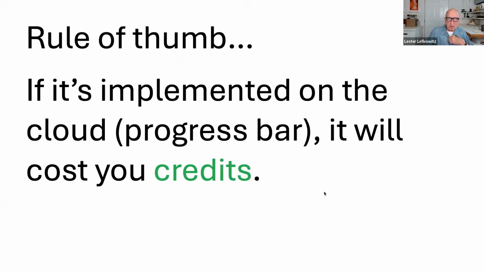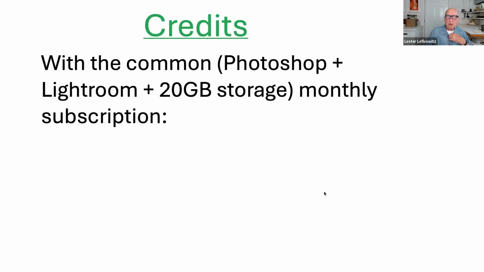So here's a rule of thumb, right? You know that when you use the generative AI, you get the progress bar. That means you're going to Adobe's cloud and you're spending credits. If it doesn't have the progress bar, no problem. And so here's how it works. I looked this up.